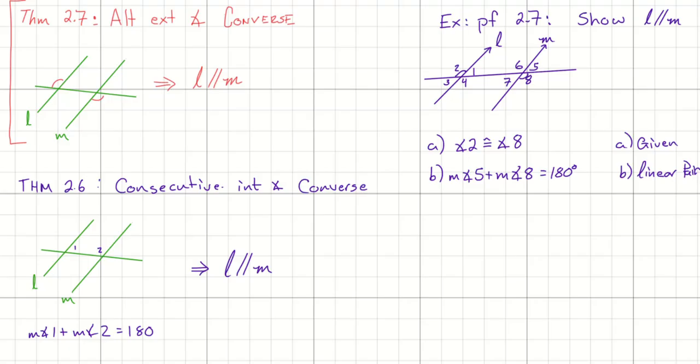So I need some consecutive interior angles then. 5 and 8 are a linear pair. I agree with that. 1 and 6 are consecutive interior angles. So we can commit to using 1 and 6. We need a way to get there though. Let's get, with anything on the board, anything that relates to angle 6.